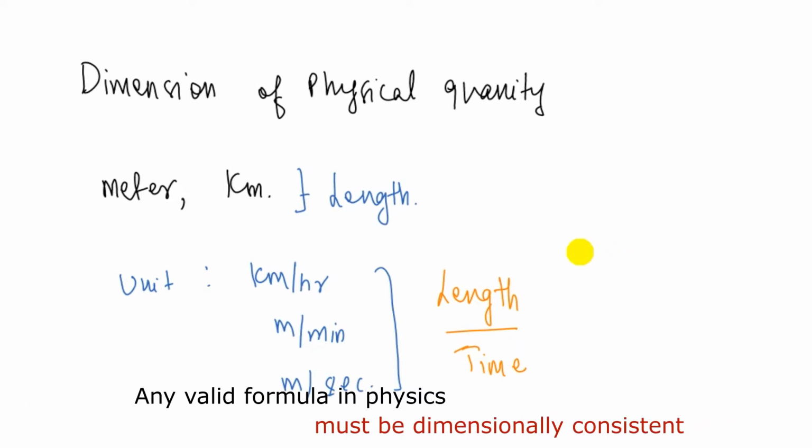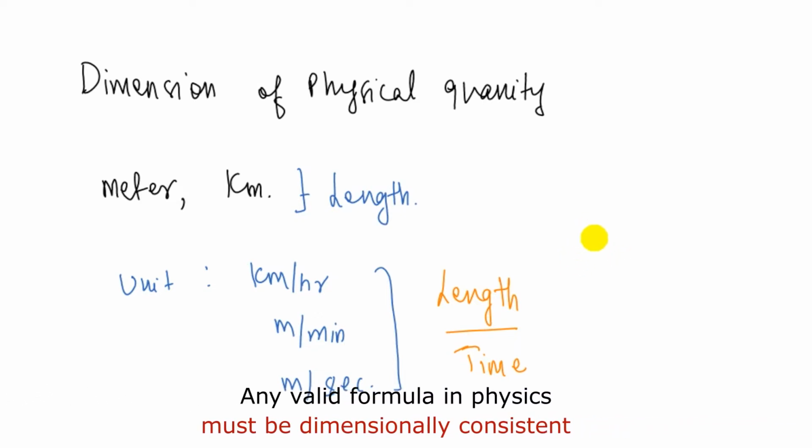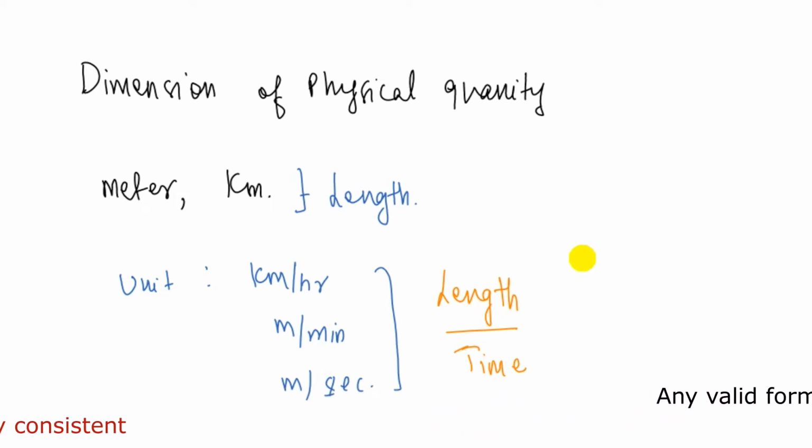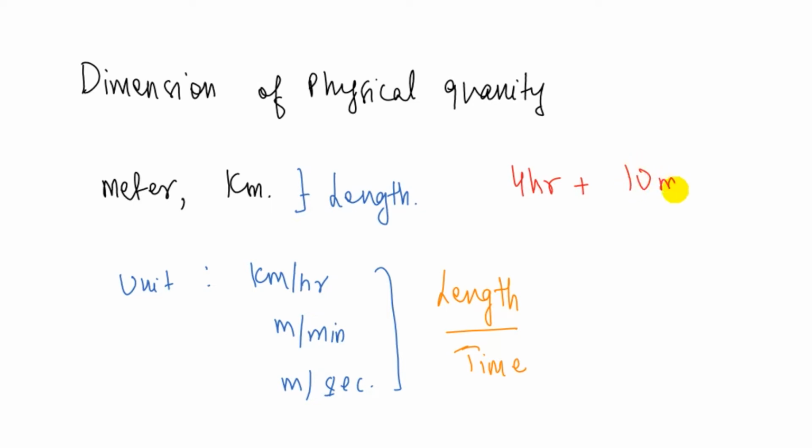Now any valid formula in physics must be dimensionally consistent. That is, each term in the equation must have the same dimension. Let's understand this with an example. Suppose this is one equation I'm taking. This is 4 hour plus 10 meter equals 40 hour per minute. Now this equation is totally wrong, or it doesn't make any sense.